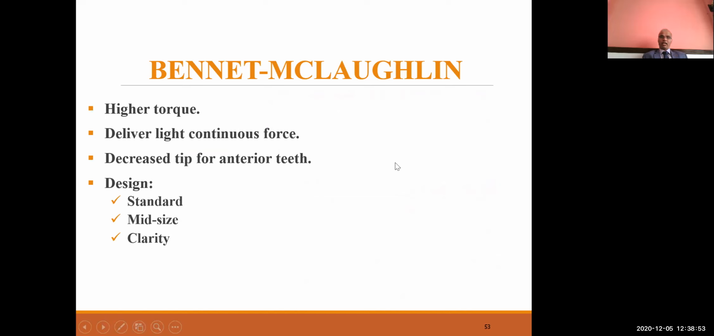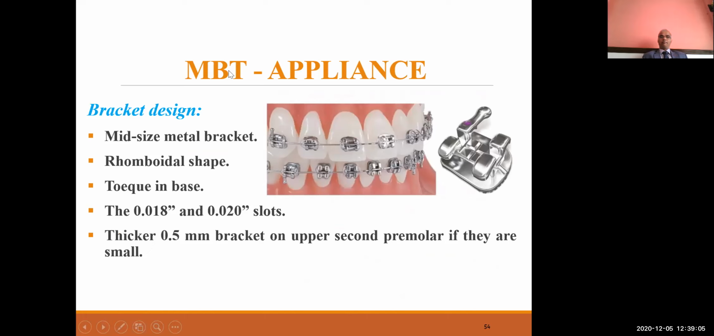They have a higher torque, they deliver light continuous force, and decreased tip for the anterior teeth, and they designed three types of brackets: standard, mid-size, and lateral. The MBT appliance system and bracket design: these are the mid-size metal brackets. The shape of the bracket is rhomboid, and torque is placed in the base of the brackets. They are available in 018 and 022 slots. There are thicker 0.5 millimeter brackets on the upper second premolar if they are small.